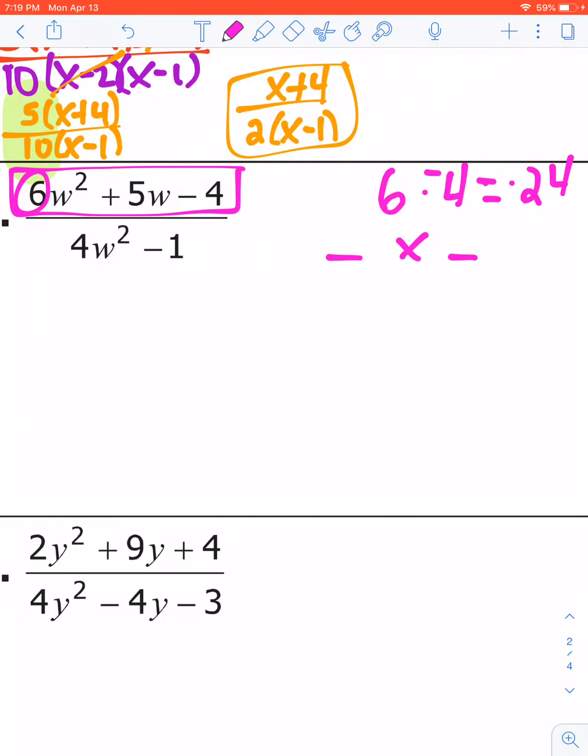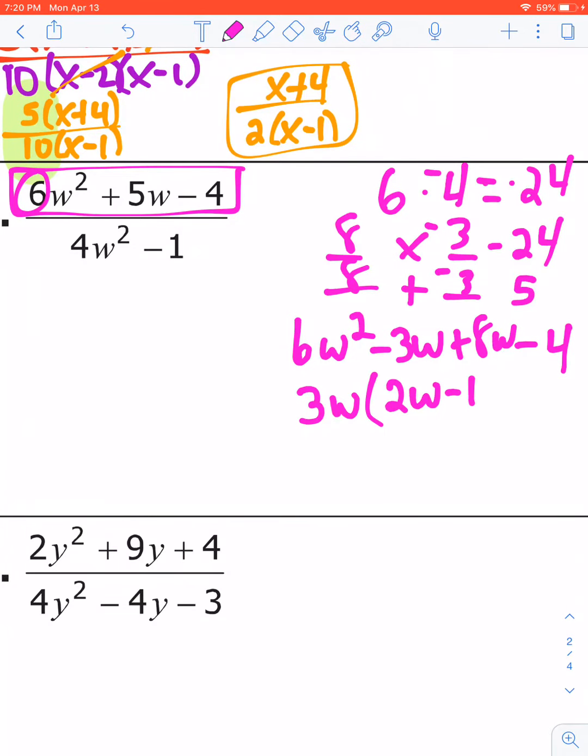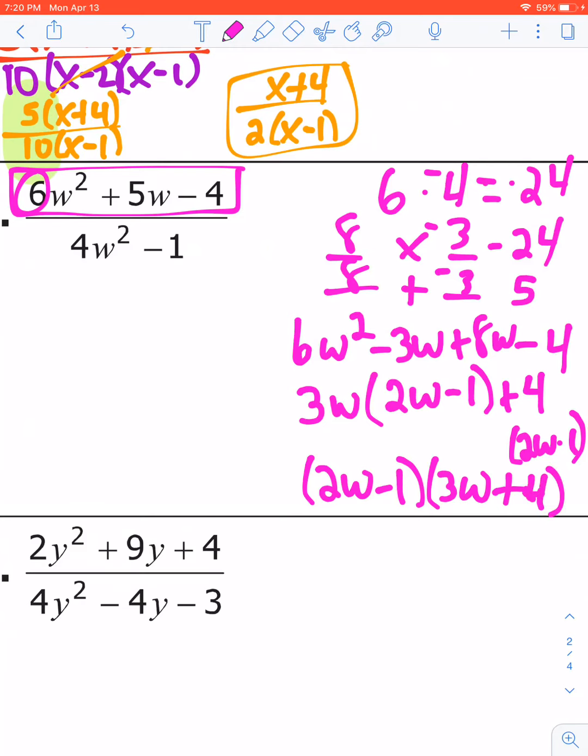I have to find two numbers that multiply to negative 24 and at the same time add to give me 5. Those numbers are going to be 8 and 3, where the 3 is negative. So I'm going to rewrite the 6w squared and the minus 4, and write this as a minus 3w plus 8w, and factor by grouping. I can take out a 3w, which gives me a 2w minus 1, plus 4, and that gives me a 2w minus 1. So I end up with a 2w minus 1 times a 3w plus 4.